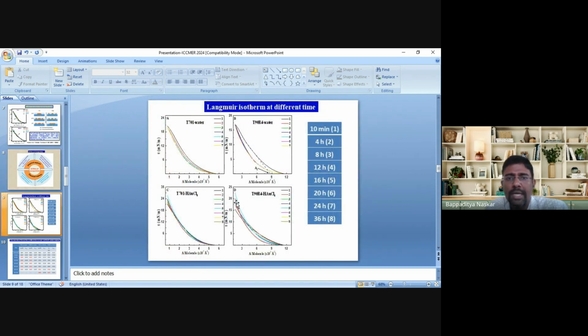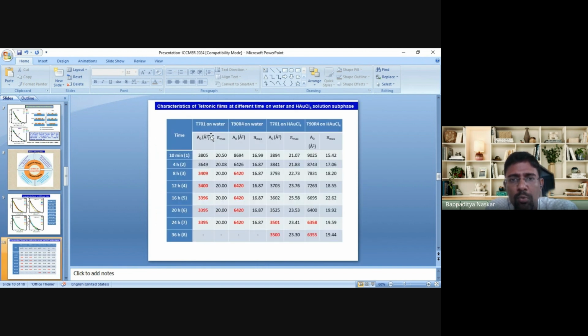For this, we studied the T70 water interface monolayer over different time spans, and also studied it in the presence of uric acid over different time spans. From there, we found A0, the minimum area per molecule, at the maximum surface pressure. With just water as the subphase, it reaches equilibrium at around 8 hours. But in the presence of uric acid, it is stable at around 24 hours. Afterwards, the pi max and A0 become constant.